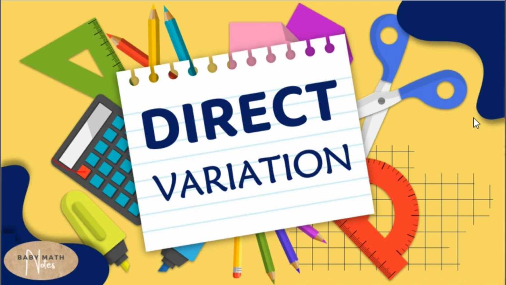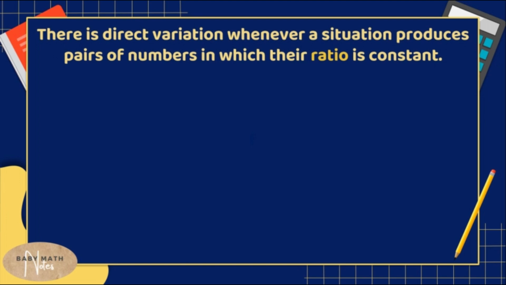This implies that if there is an increase in one quantity, then the other quantity will experience a proportionate increase. So similarly, if one quantity decreases, then the other quantity also decreases. In dealing with direct variation, remember the following notes. There is direct variation whenever a situation produces pairs of numbers in which their ratio is constant.